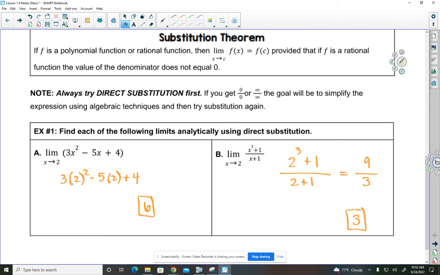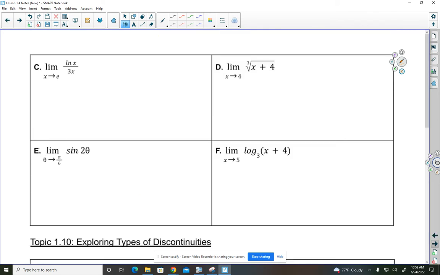Always try direct substitution first. If you get 0 divided by 0, or infinity over infinity, or division by 0, these are called indeterminate forms. The goal would then be to simplify using other techniques, which we'll learn as we see some more examples in this video. Okay, a few more examples.